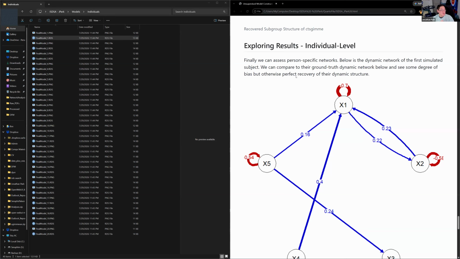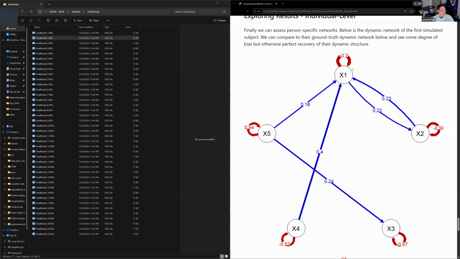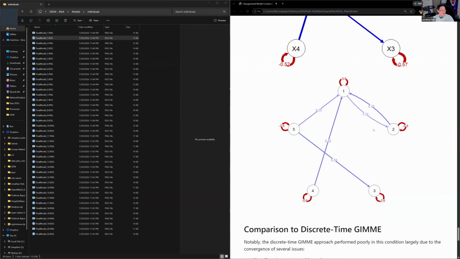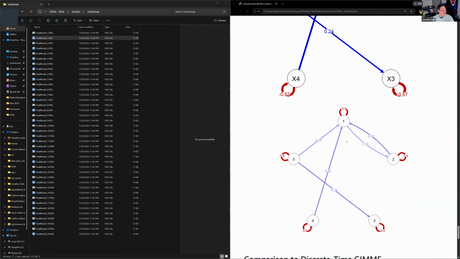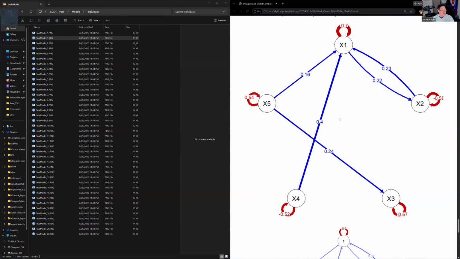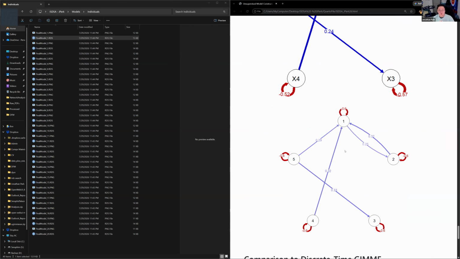In this case, for this particular individual, we see this structure here, and then we can compare that to their true data generating model. We see that there are basically downward biases on a lot of the effects, but some of the effects are upwardly biased. So this 4-to-1 connection is upwardly biased, but all the other connections are downwardly biased. But in terms of structural recovery, we did pretty good.